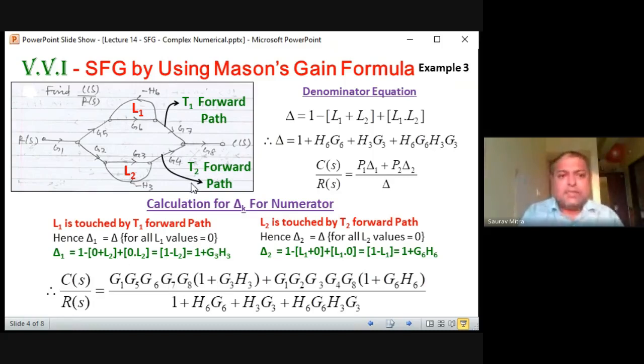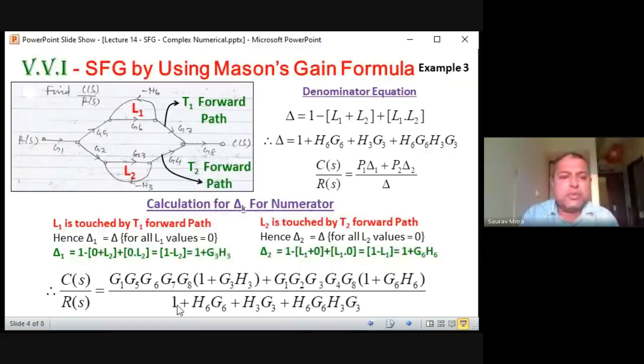The only mistake I have made here is that I am taking T1 and P1 to be similar. So in the exam, you can write T1 as P1, or P1 as T1 also. That does not matter. Only, clearly mention that T1 or P1 you are taking as a forward path. So this transfer function is very short.